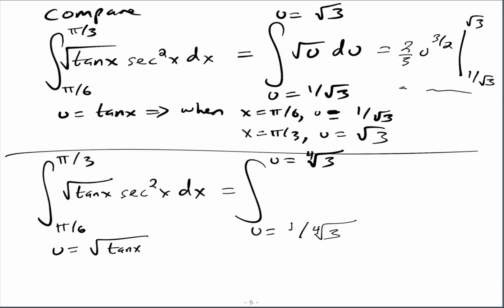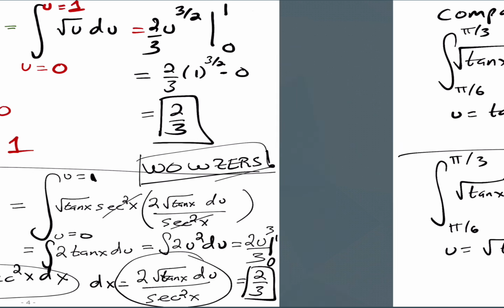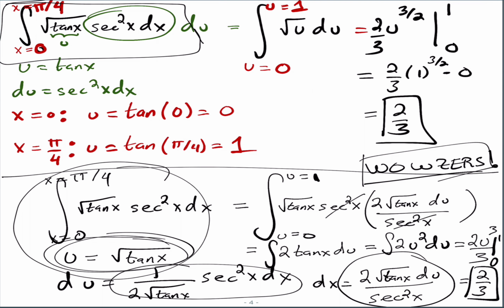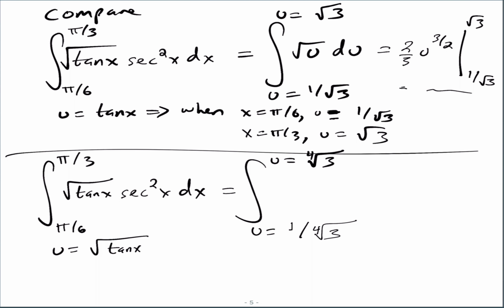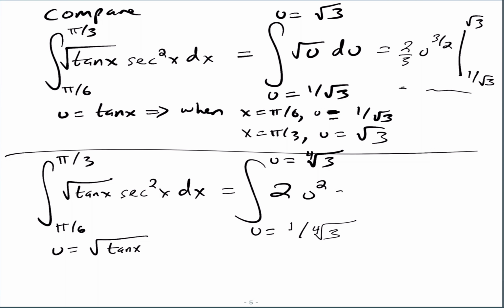But notice the integral is different, right? What would be the integral in this one? What was it? I forgot already. 2u squared is what we ended up with. And when you integrate this, you get 2u cubed over 3, evaluated from 1 over the fourth root of 3 to the fourth root of 3. And are those two the same thing? If we were to evaluate the top one and the bottom one, do we get exactly the same thing?